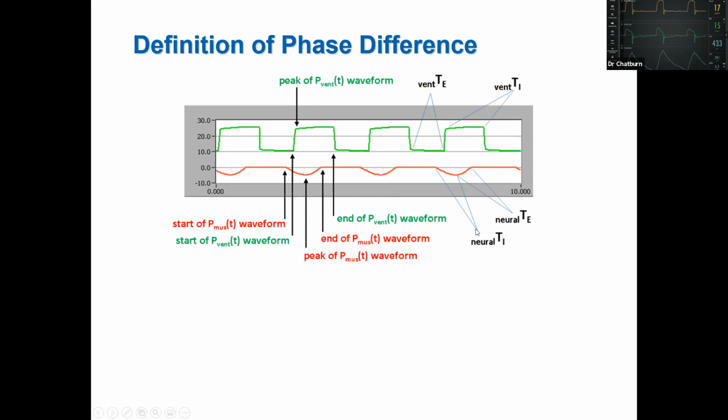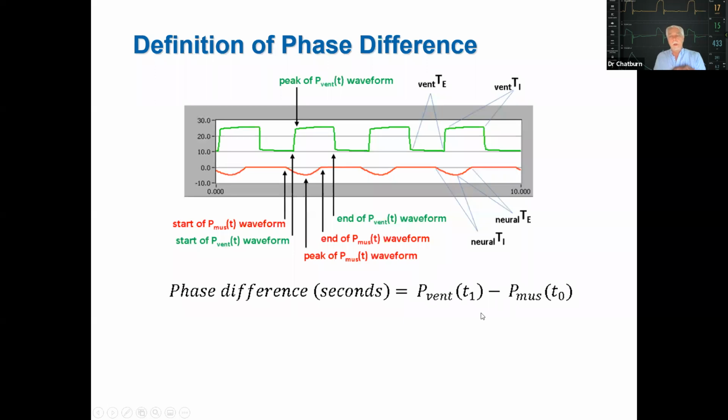And again, we said before, there's a neural inspiratory time from here to here. There's a neural expiratory time from here to here. And yet there is a ventilator set inspiratory time and expiratory time, which in this case, on this graphic, with mandatory breaths, is not very synchronous at all.